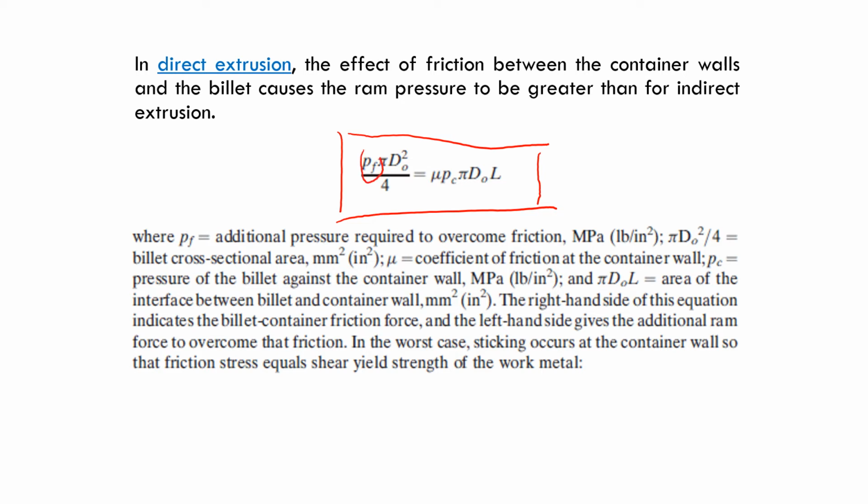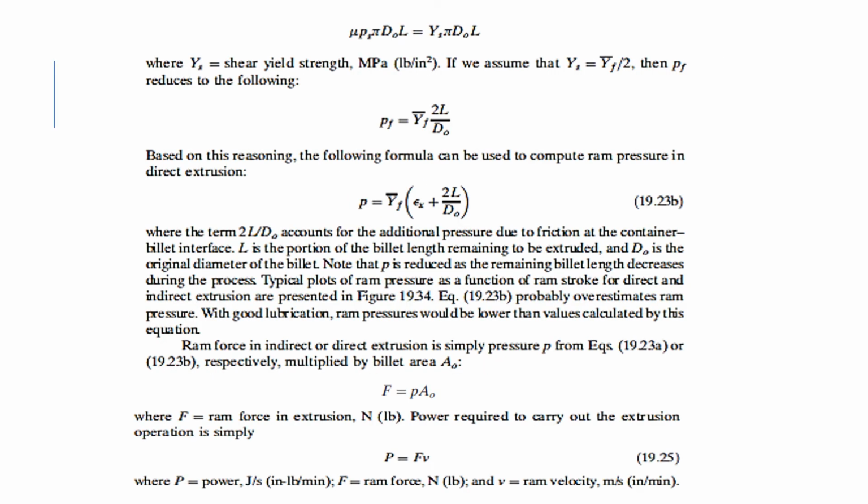Due to that, we can use this equation to calculate the pressure and also additional pressure required to overcome the friction. So this equation includes PF, which is the additional pressure required, pi d naught squared over 4 is the cross-sectional area, mu is what we call the coefficient of friction on the container wall. PC is the pressure of the billets against the container wall. And pi d naught L is the area of the interface between the billet and also the container wall.